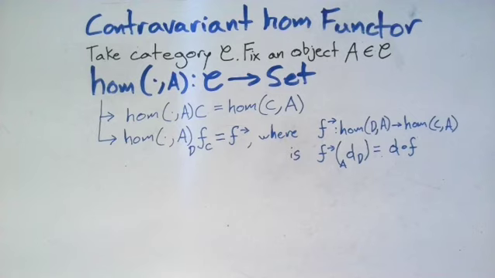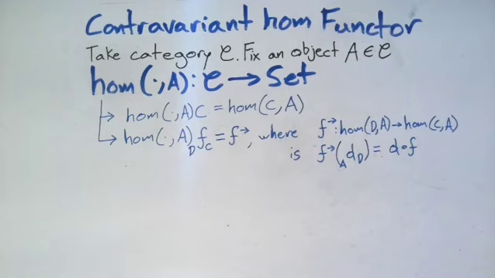In this video, we're going to see an example of a natural transformation between contravariant functors. In particular, we're going to see that there's a natural transformation between the contravariant Hom functors of a category. So let's recall the definition of a contravariant Hom functor.